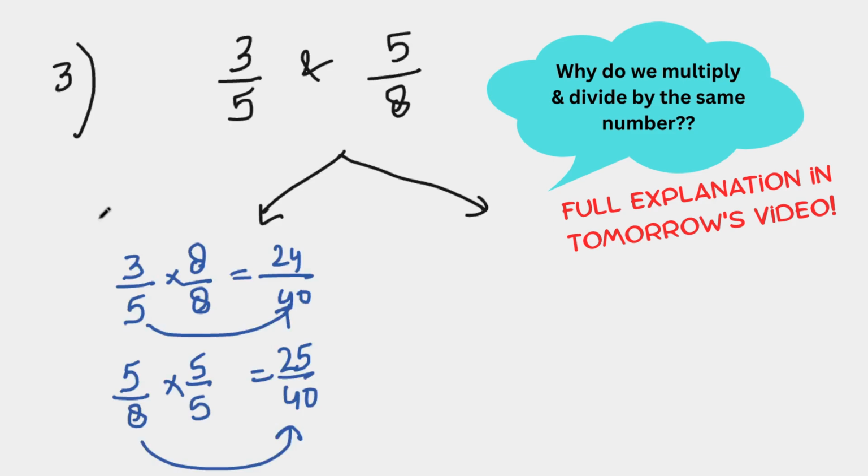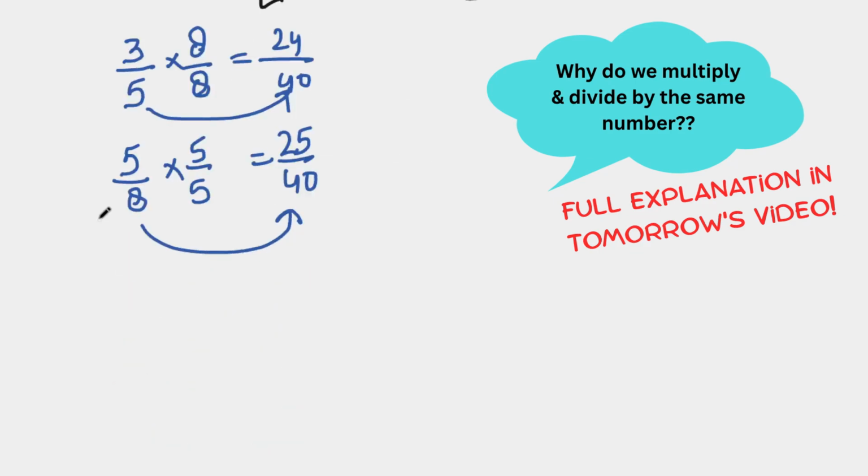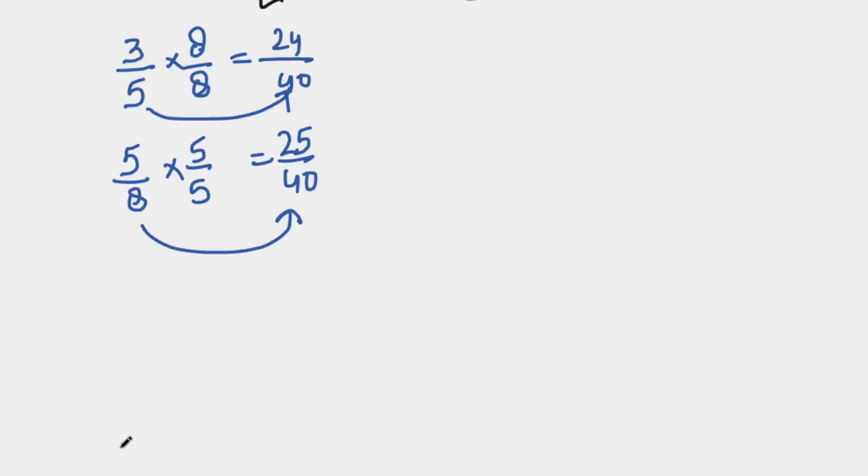Now we get 24 by 40 and 25 by 40. Correct? So do you observe what we have done? We have made them like fractions, 24 by 40 and 25 by 40.